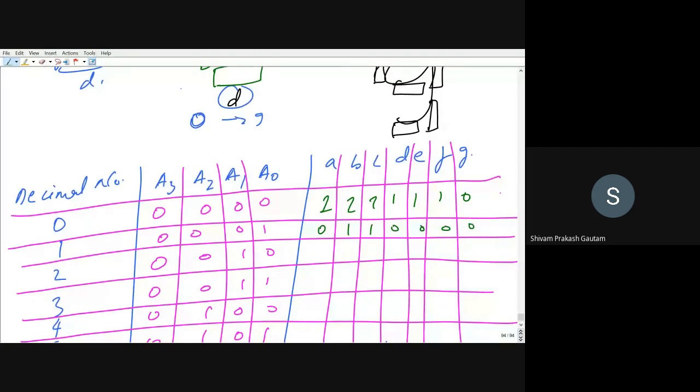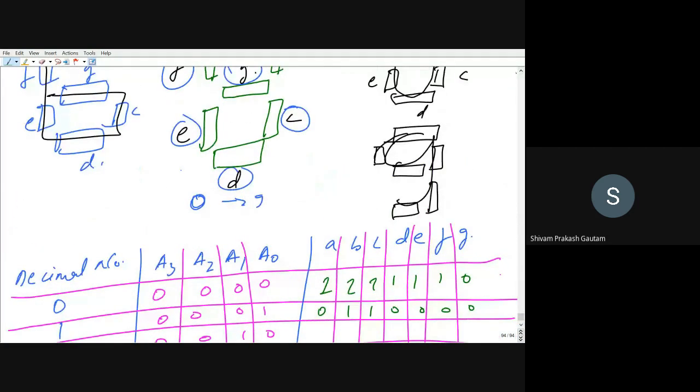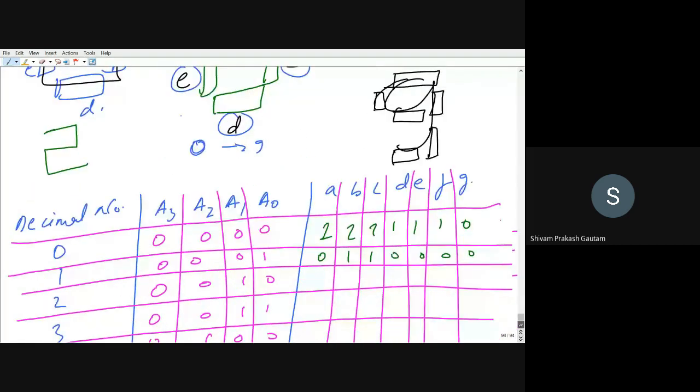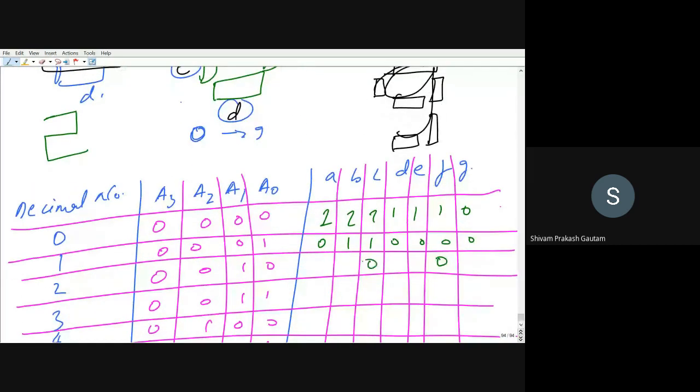For 2, all except F and C. I think 2 will be like this, right? Just F and C will be off, correct? F will be off and C will be off. All the others will remain high. Now for 3, 3 will be like this.